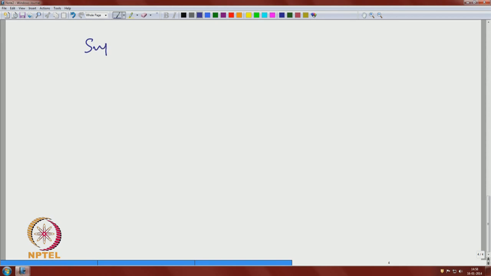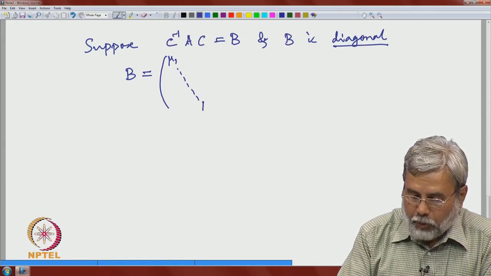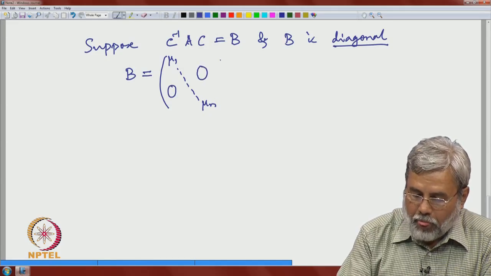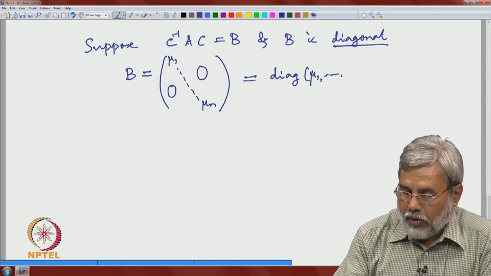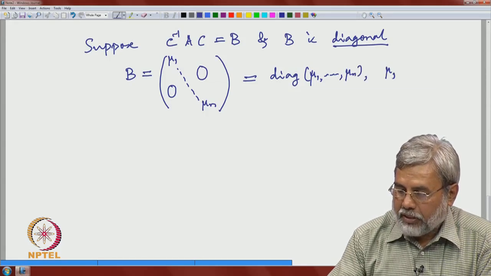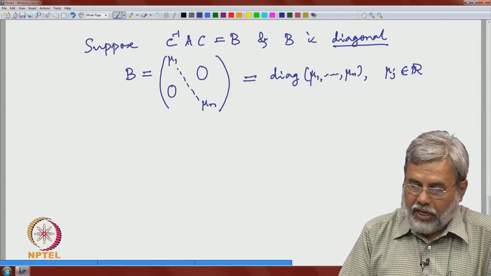Suppose C inverse A C is equal to B and B is diagonal. Okay, so what does that mean? We are again using this concept again and again. So, this means B is diag(mu 1, ..., mu n) and off diagonals are all 0. This is sometimes also written as diagonal mu 1 to mu n. All mu j's are real numbers. And let us try to compute the exponential of B. That is again very easy.